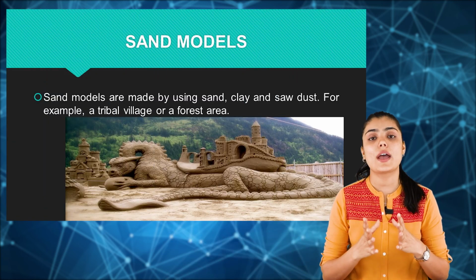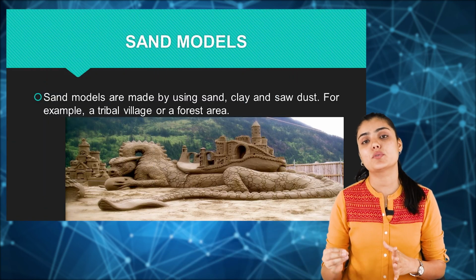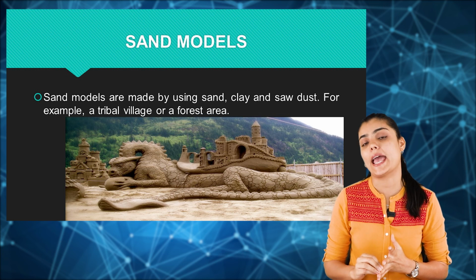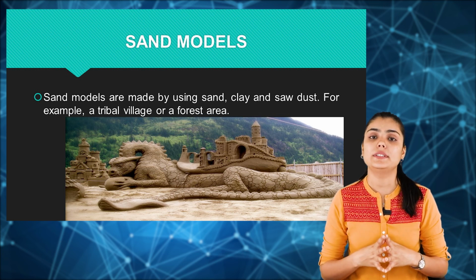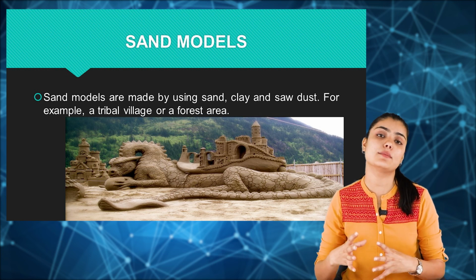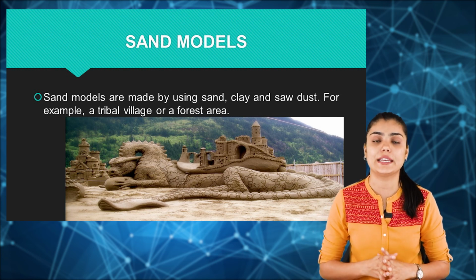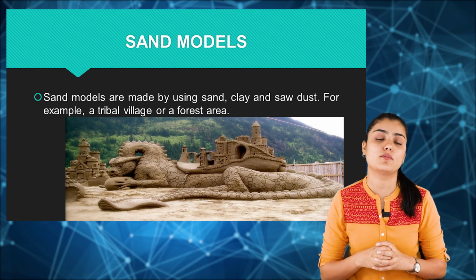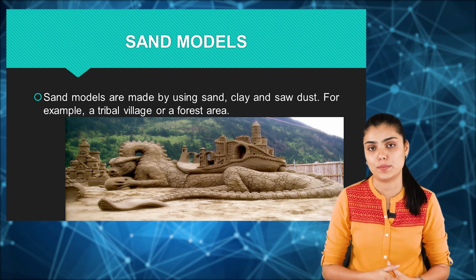There are other three types of models. Sand models. Now, as the term suggests, sand models are usually made up of sand, clay, and sawdust. For example, a sand model to represent a tribal village or a sand model to represent a forest area. Sand models are not common types of models that are used for educational purposes.